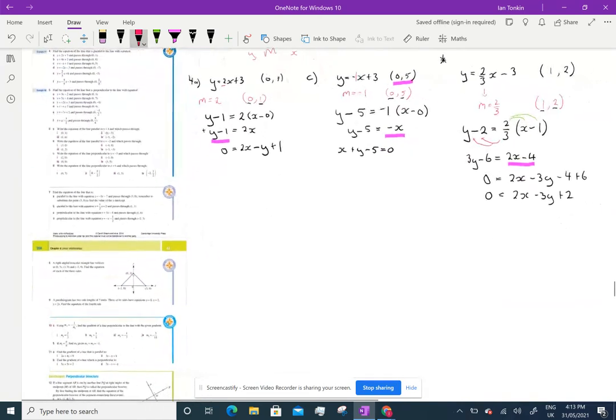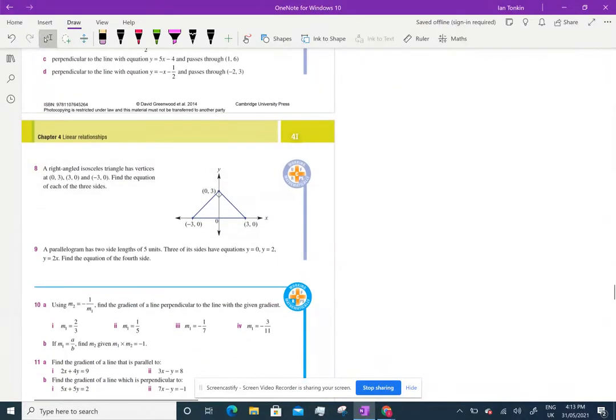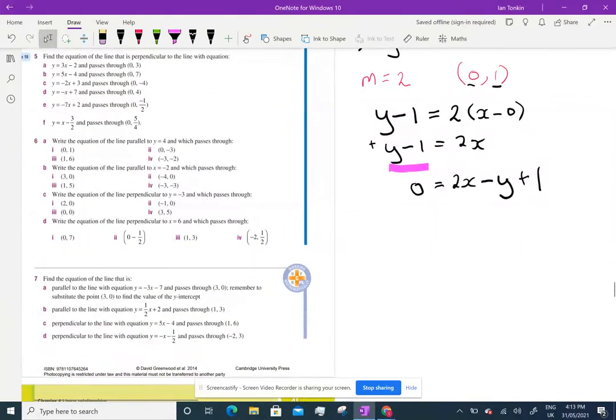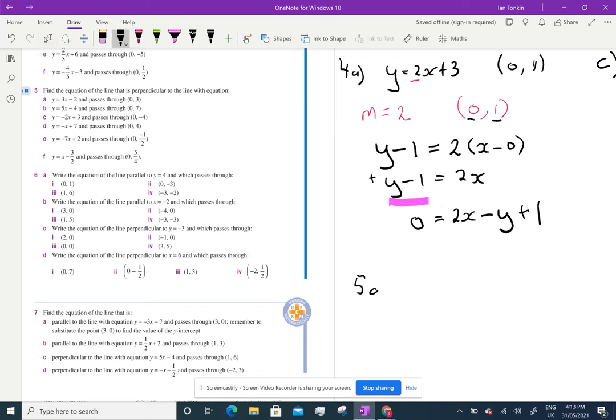Well, let's have a look at some of the ones here. I was hoping for one that would, anyway. Let's go, because they're giving me all the ones. So I'll do 5a, and then I'll make up some. So this time, we've got y equals 3x minus 2. That's through the point 0, 3.